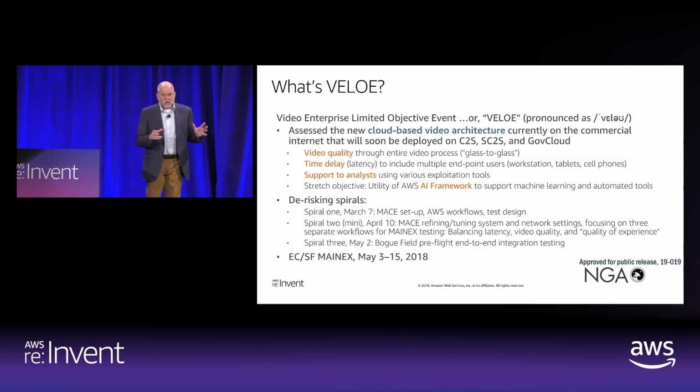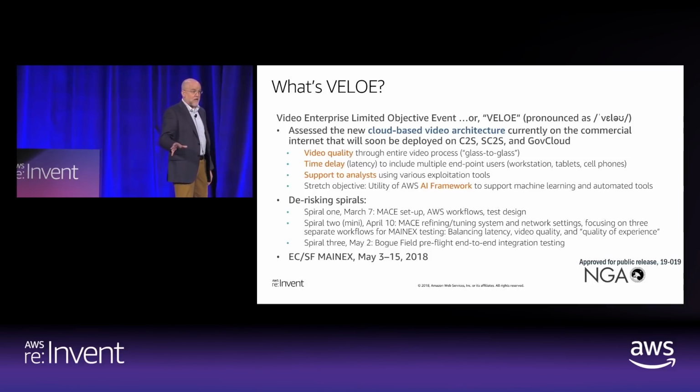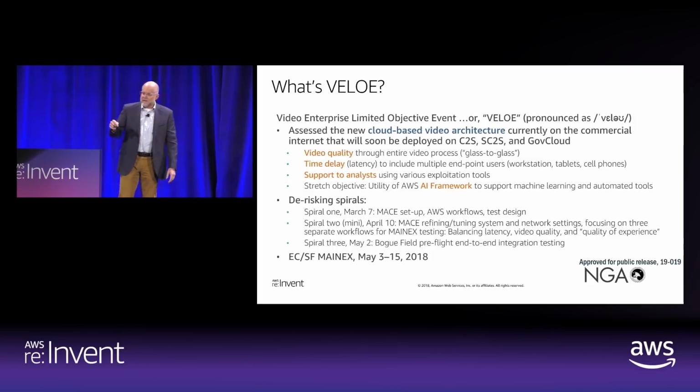There's a lot of similarities between the commercial world and how we do video, but there's some distinct differences. So we set up this architecture like you talked about. We had an airplane all the way down from glass of the camera lens to the glass of the computer screen or your iPhone or whatever. And we wanted to test video quality. We wanted to test latency. We wanted to make sure that it still supported the analysts. And we wanted a first look into what it means to put video in an AI framework and then operate machine learning models against it. That was a stretch objective. So we don't mind failing, but we're not stupid about it, so we had some de-risking spirals, and boom, there we are, MainX. We did it May of this year.